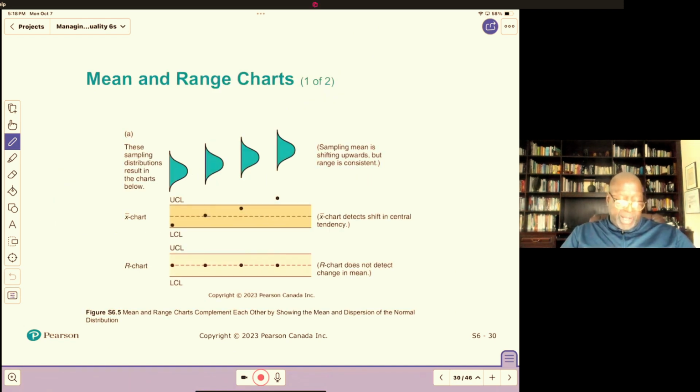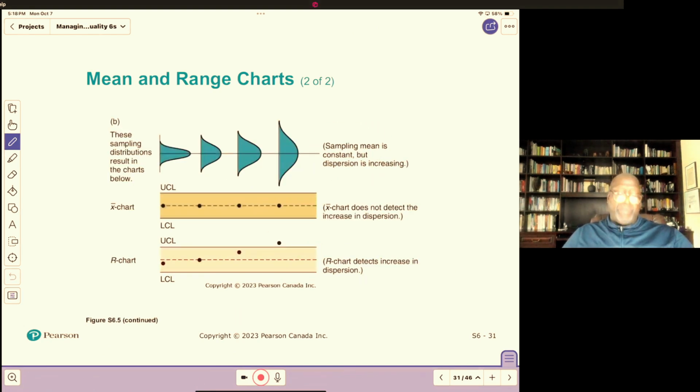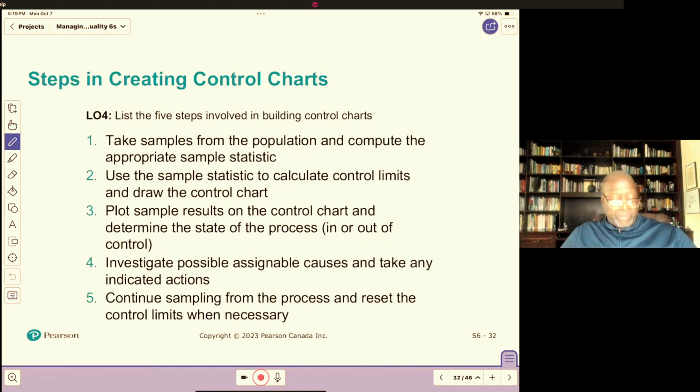So here's a case where you can see the variability stays the same, but the mean is actually increasing, right? So the range chart does not detect any changes in the range, but the mean chart is detecting that there is an upward movement of the process mean. And then in this case here, we have the mean is stable, right? But then the R chart is telling you, hey, your variation is increasing, all right? So that's why we actually have to always look at both of those things.